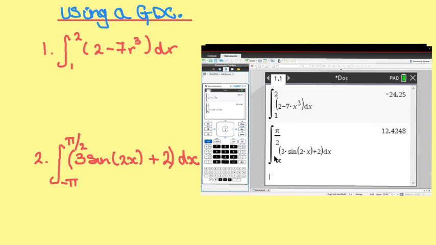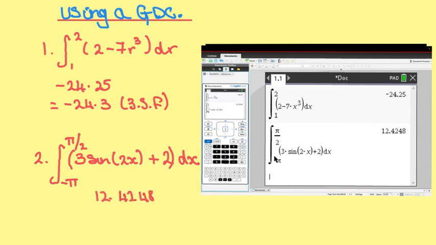12.4248. So the first integral has a value of minus 24.25, which is equal to minus 24.3 to 3 significant figures. And the second integral has a value of 12.4248, which is equal to 12.4 to 3 significant figures. Remember, all answers should be given to 3 significant figures unless otherwise specified.